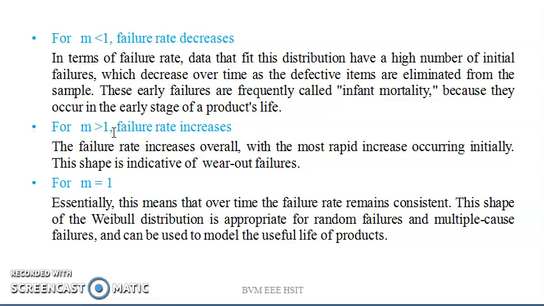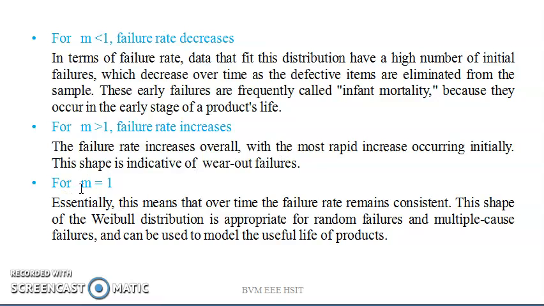For m greater than 1, what is this m? The slope of the curve. For m greater than 1, the failure rate increases overall, with the most rapid increase occurring initially. This shape is indicative of wear out failures at the last stage of the bathtub curve, if you remember. It increases with time, and there will be a rapid increase. Why does it happen? Because it is indicative of wear out failures.